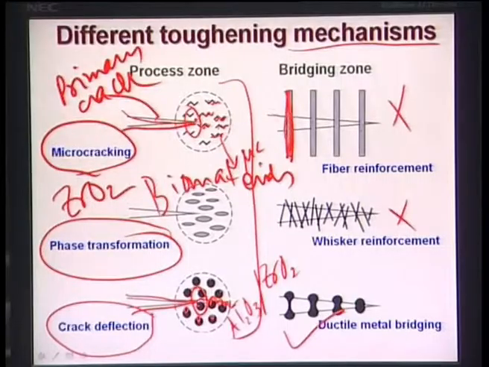Now, if a crack tries to propagate through these fibers, what will happen? These cracks cannot propagate to the other side of the fiber unless they break the fiber and go to the other side. You understand? So there is a physical obstacle. Each fiber will provide a physical obstacle to the propagating cracks.